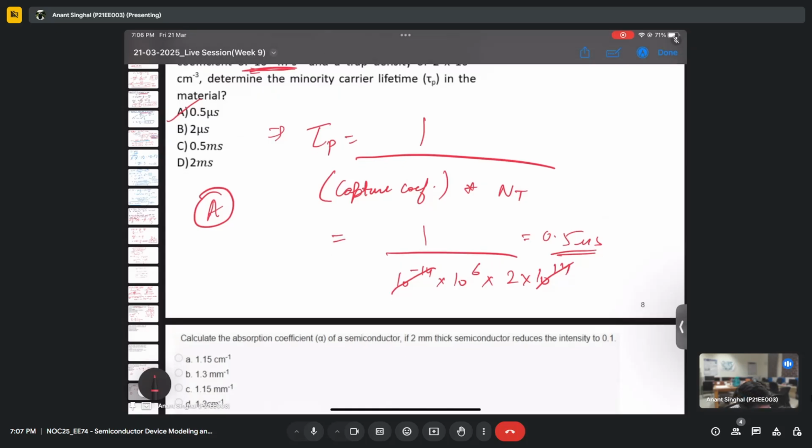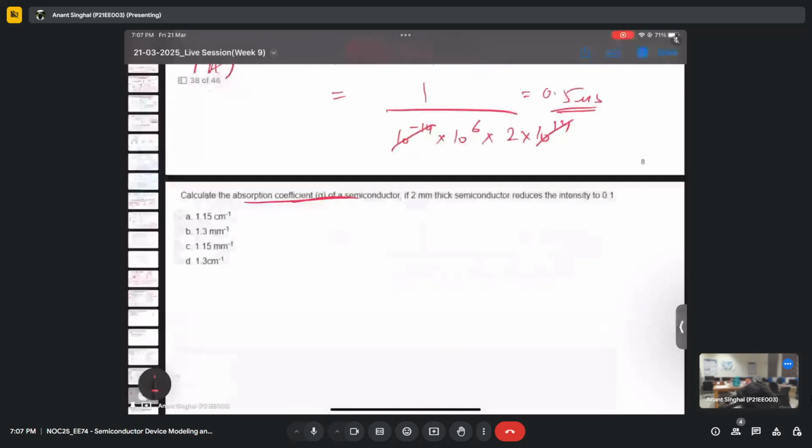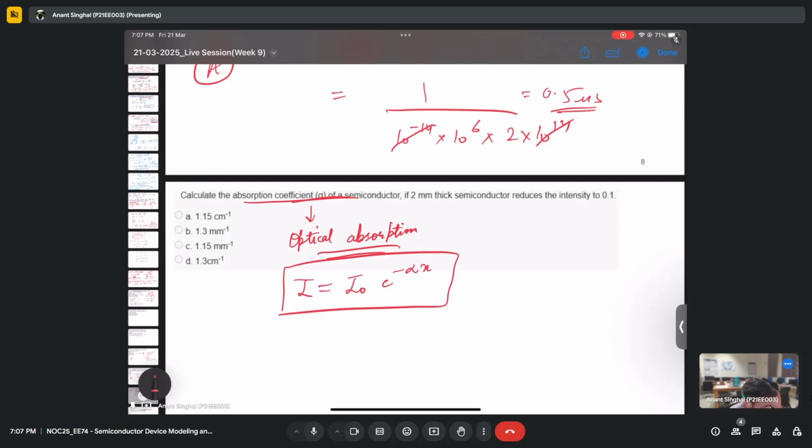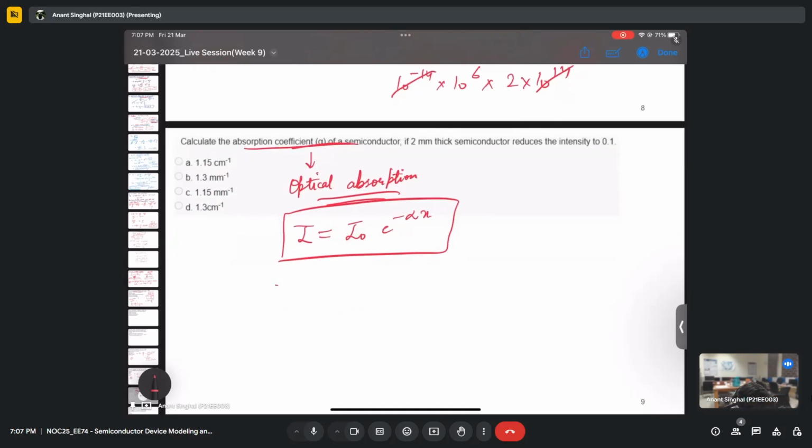Okay, so we have one absorption coefficient question. This is a completely different topic, that is optical absorption. Maybe I'll let you know the formula for this. The intensity which gets absorbed is exponentially related to the thickness; you might have seen this in the optical absorption problem. I don't know which part of the course covers this, but this is the direct formula. You need to find the absorption coefficient, alpha in this case, if a 2 millimeter thick semiconductor reduces the intensity by 0.1. So it reduces it to 1/10, which means the intensity has become 0.1 of I naught, with exponential of minus alpha x.